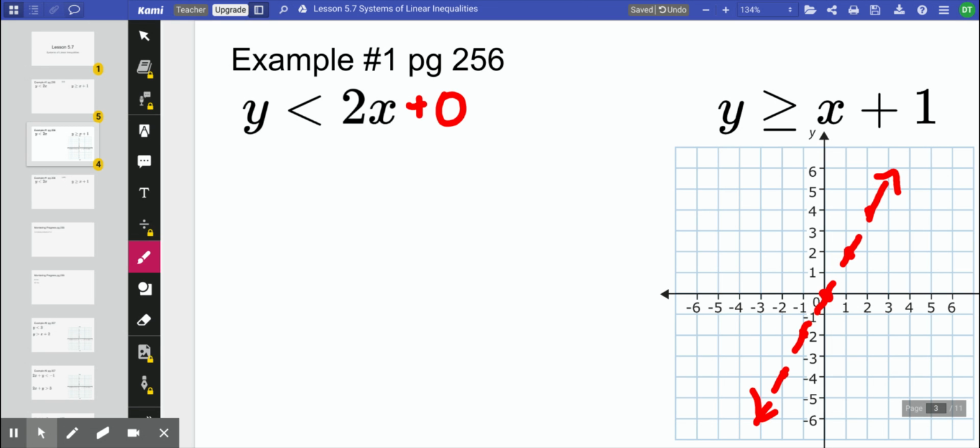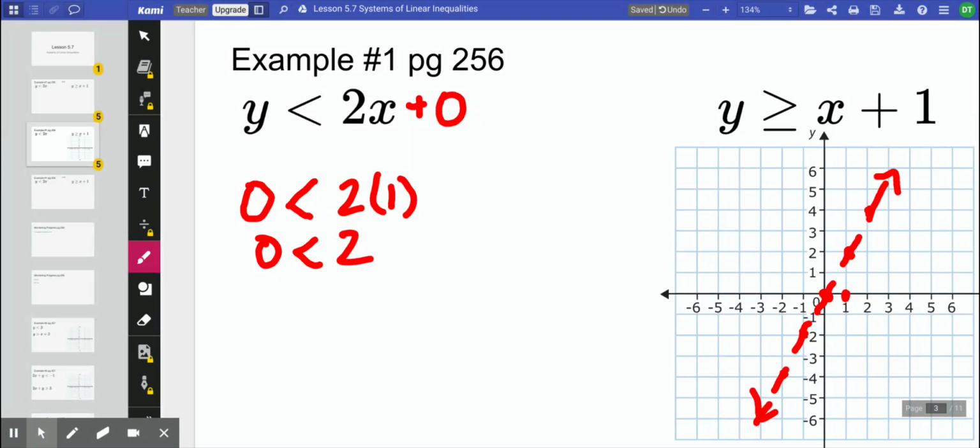Now we need to figure out which side to shade. Now notice 0 is on the line. We don't want to pick the origin for this. We want to pick a different point. So I'm guessing if y is less than, that maybe if I take this point (1, 0), that would be in the solution. So 0 is less than 2 times 1, which means 0 is less than 2. That's true. So we're going to shade this side of the line.